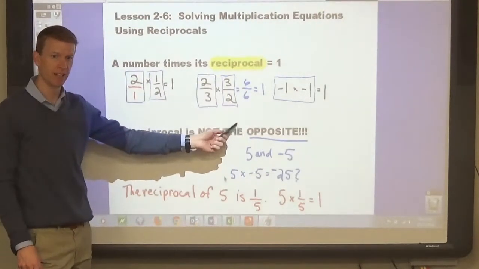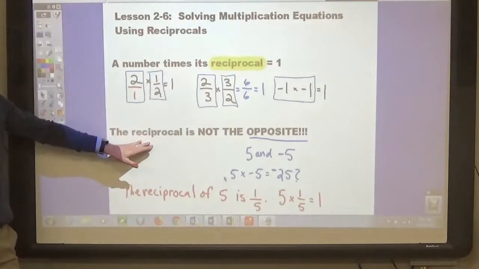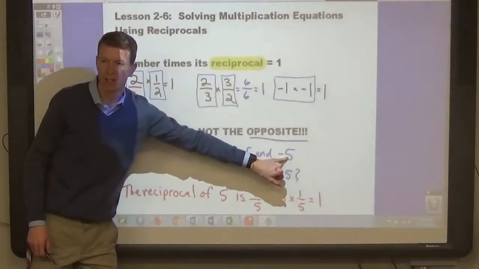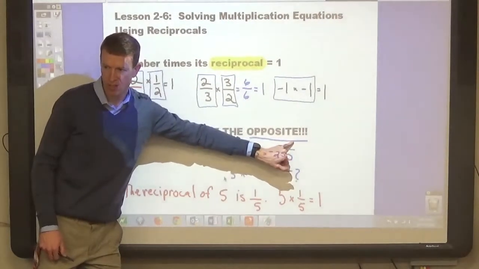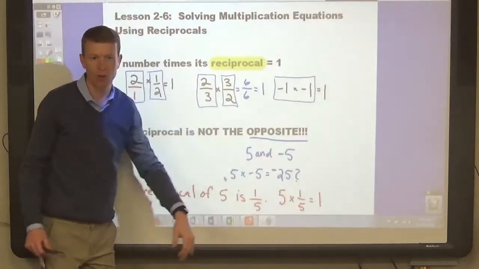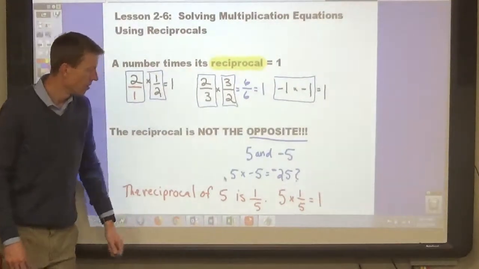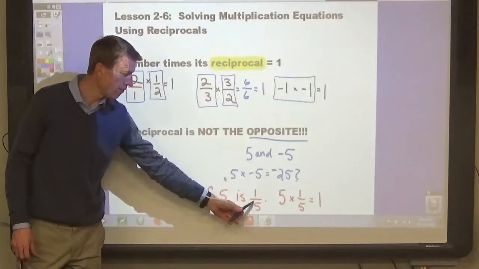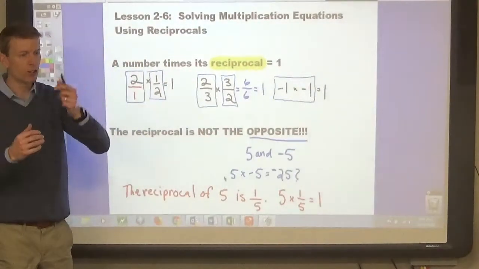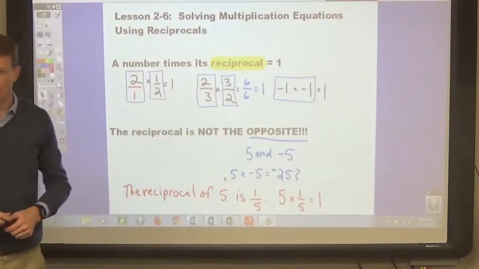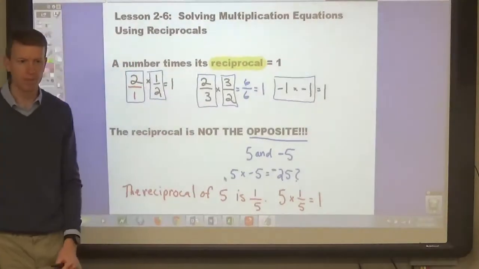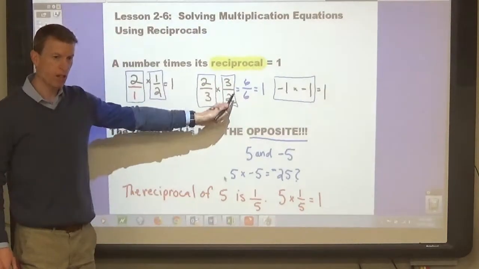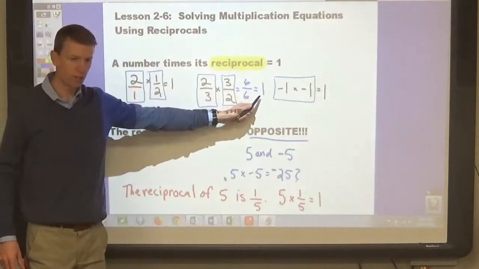Now, that's not the same as an opposite. Okay? Opposites are not reciprocals. All right? 5 and -5 are what? They're opposites. They're not reciprocals. So we're not going to use the negative amount or the opposite amount when we're solving this. Okay? We are going to use reciprocals. Like if we're starting with 5, we're going to use 1/5 to solve it. Or if we're starting with 1/5, we're going to use 5 to solve it, because those are reciprocals. 5 times 1/5 equals 1. So a reciprocal is a number that when you multiply it by the original number, it equals 1.